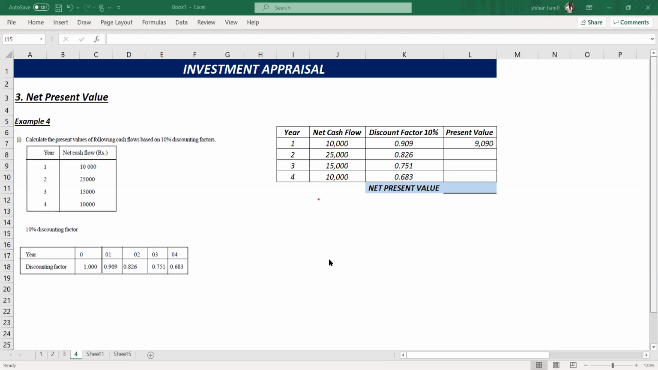NPV means you need to add all the present values. If you add all the present values, you get the NPV. If you are getting 10,000 after 1 year, today's value is only 9,090. If you are getting 25,000 after 2 years, the value today is 20,650. And if you are getting 15,000 after 3 years, today's value is 11,261.